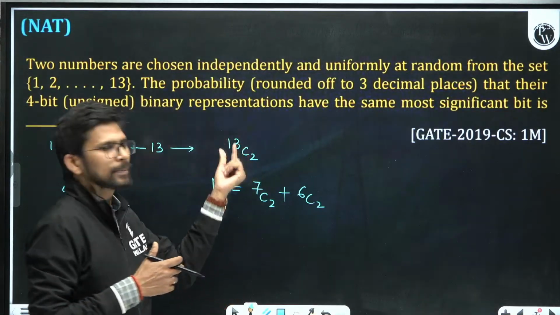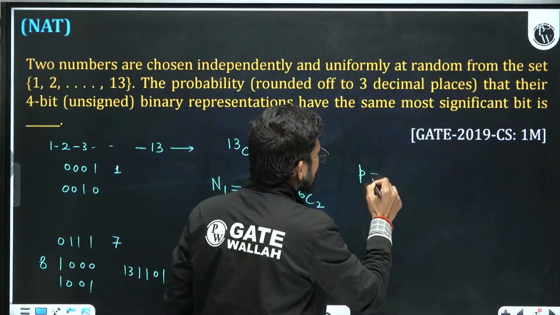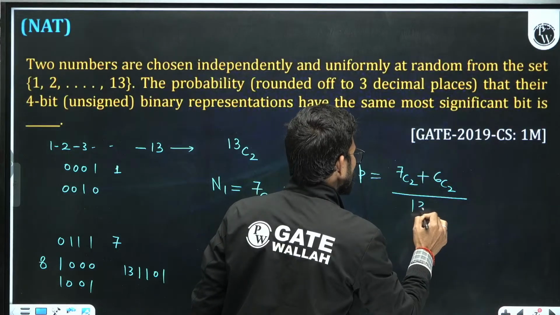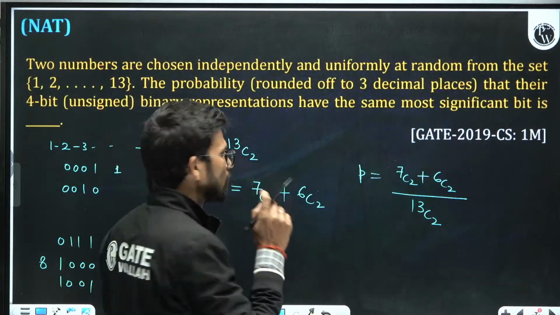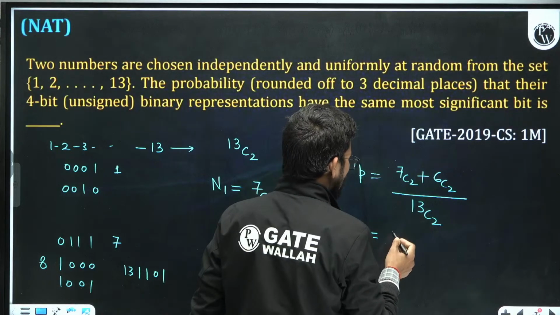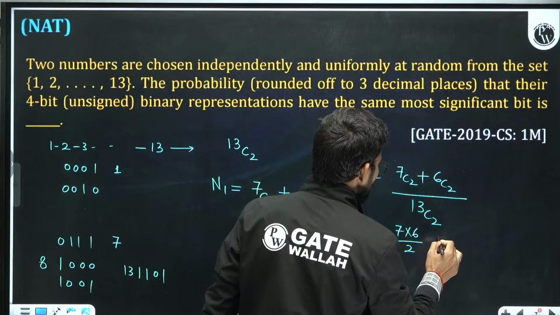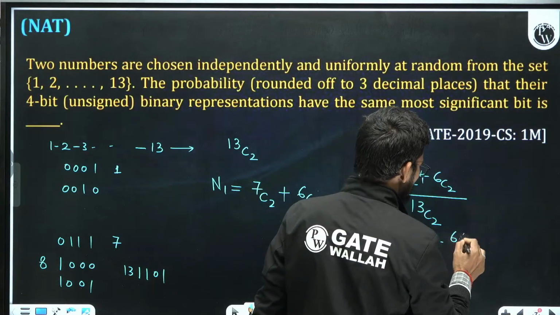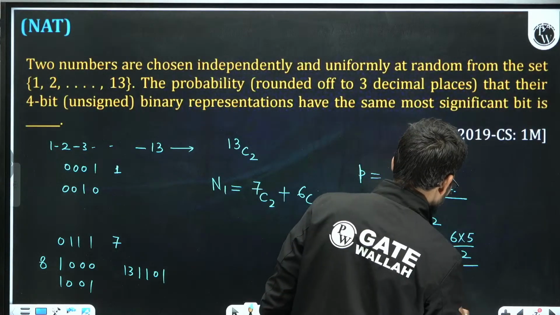The total number of possible combinations of two numbers is 13C2. So the probability P is the favorable condition divided by the total number of conditions. What is 7C2? Factorial 7 upon factorial 5 into factorial 2, so this is 7 into 6 divided by 2. 6C2 is factorial 6 upon factorial 4 into factorial 2, that is 6 into 5 divided by 2. And 13C2 is 13 into 12 divided by 2.